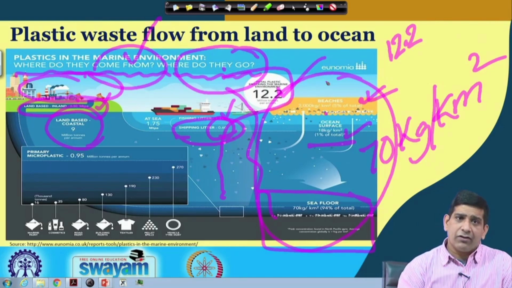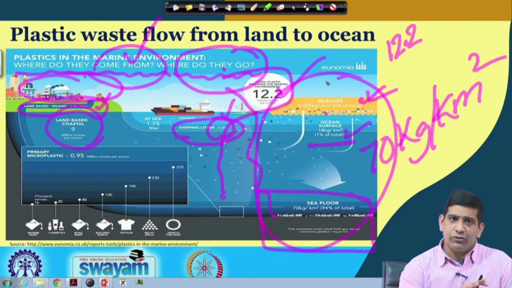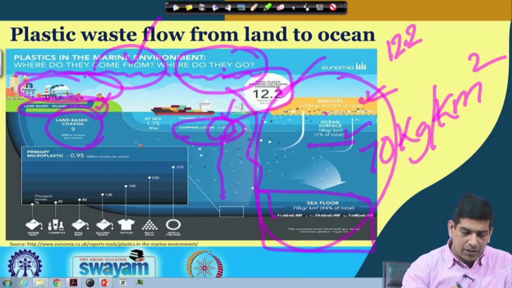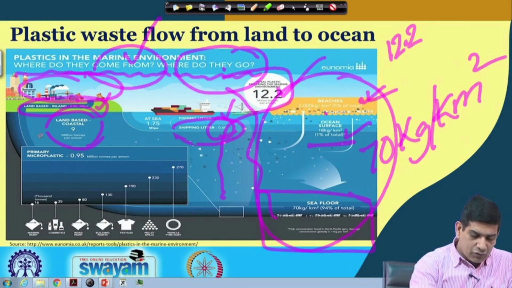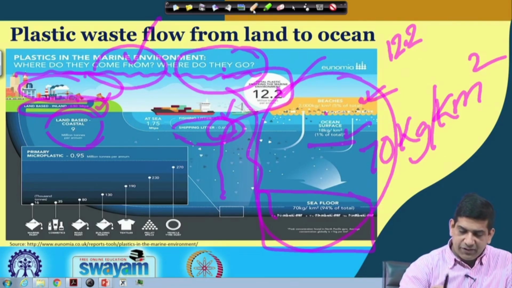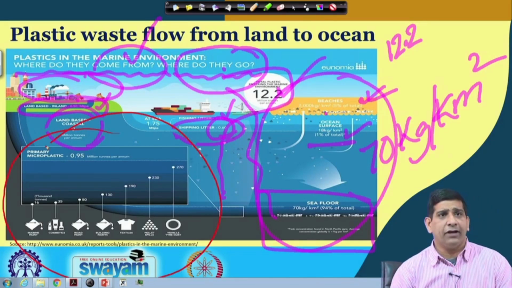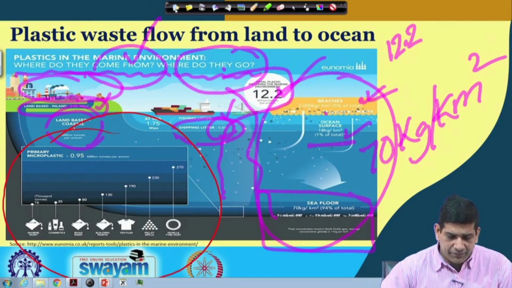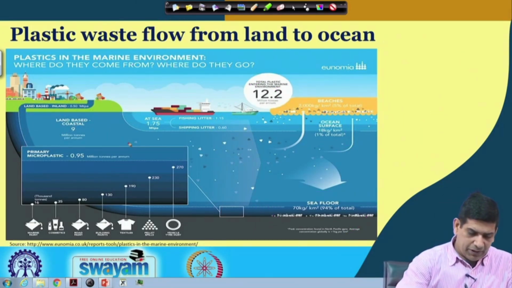So, you saw where the plastic is being produced and where plastic waste ends up. Then one of the components was primary microplastic. Let us look at some of these microplastics, which are very important in terms of source. So, that is the microplastic we are looking at.